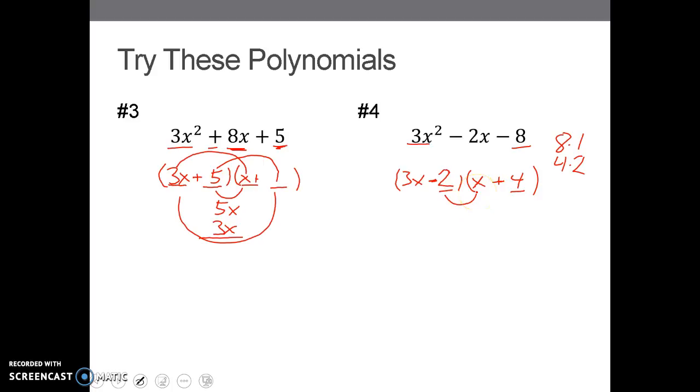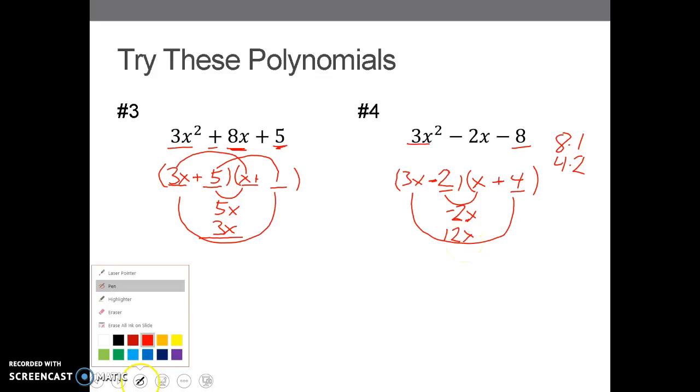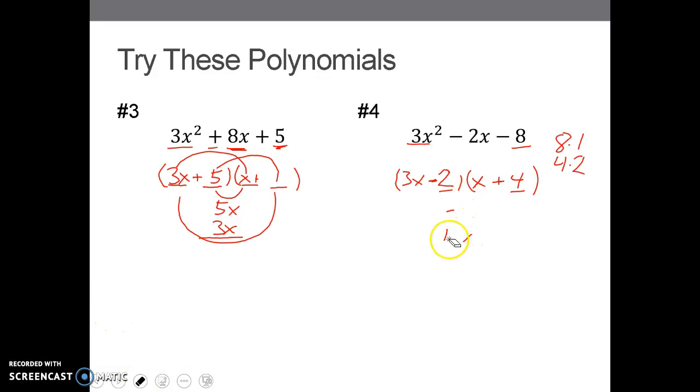So when I check my inside terms, this is negative 2x. And when I check my outside terms, 3x times 4, that gives me 12x. And you can see that negative 2 plus 12 does not give me negative 2. So what I'm going to do then is erase those, and maybe I'll switch it around. Maybe I'll put the 4 where the 2 was and the 2 where the 4 was. So I'm going to put the 4 here and the 2 here and see what happens.